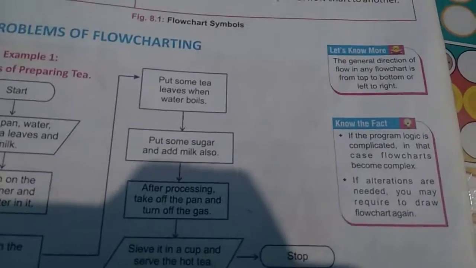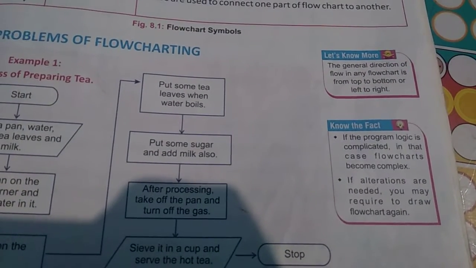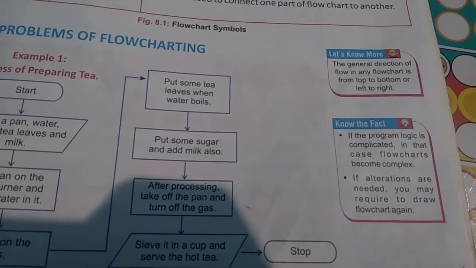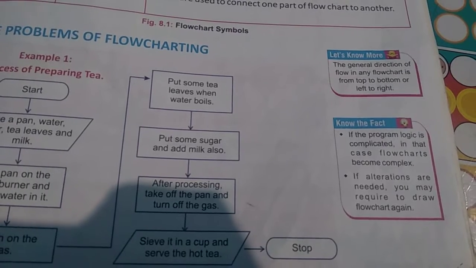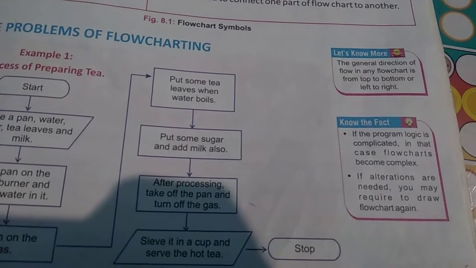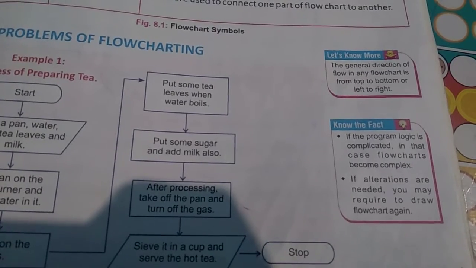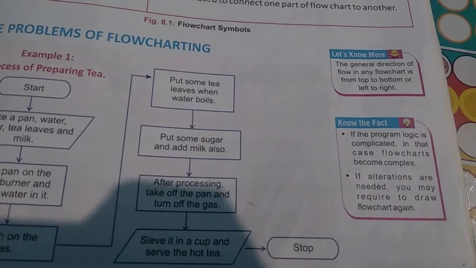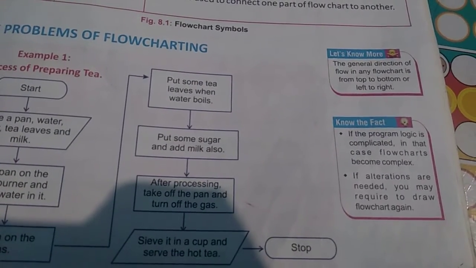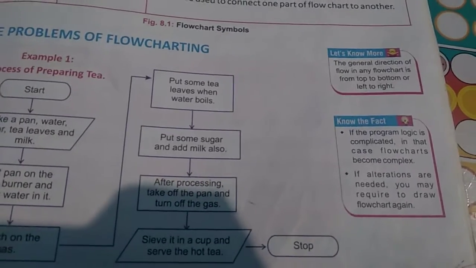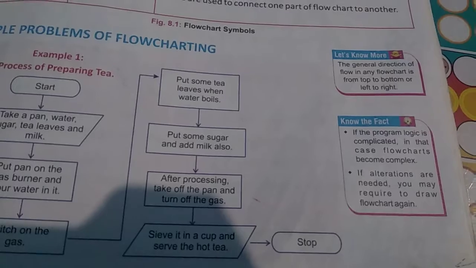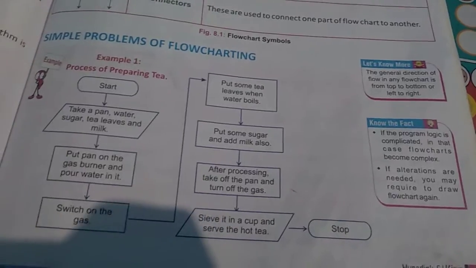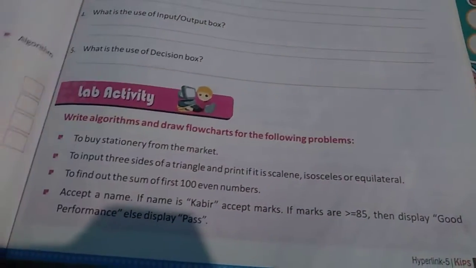Okay, next, if the program logic is complicated, in that case flowcharts become very complex. As we have already read, an algorithm is always written in a simple language. But if the program is complicated and we have to make a flowchart, the flowchart will also become complicated. If alterations are needed, you may be required to draw the flowchart again. Alteration means any changes; if there are some changes, you are required to draw the flowchart again. Okay, now moving to the next page, that is page number 58.